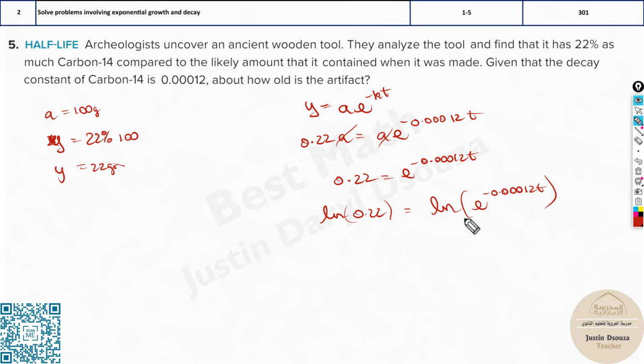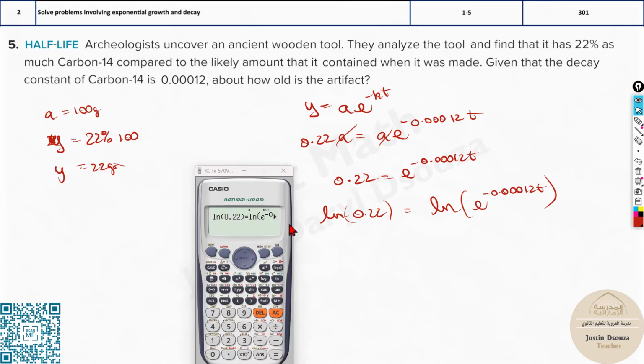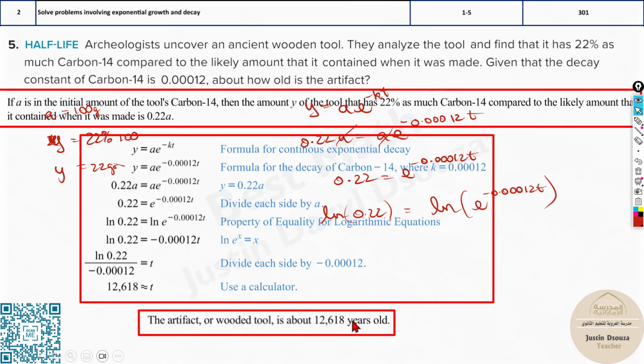And now what we do is we use the calculator, directly find T. You can see here it's ln 0.22 equals ln of E to the power negative 0.00012 times X, where X is for the time. Just shift and solve and then equal to, your answer will be 12,617 or nearly 18 years. So it's 12,618. It's rounded off to the whole number itself. That is the answer. So simple as that.